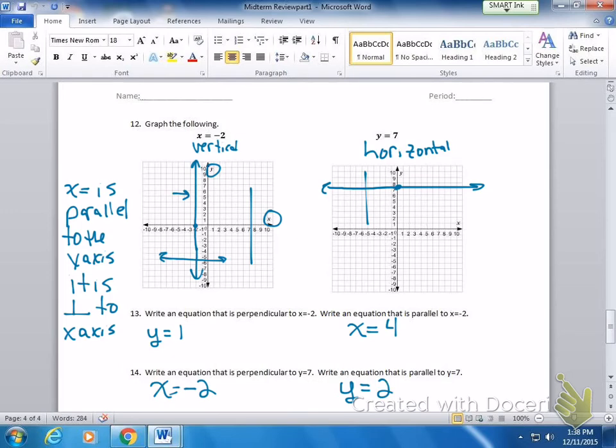Now you need to remember some stuff about y equals too. Y equals is parallel to the x-axis. It is perpendicular to the y-axis. So those are pretty important things to remember. I'm going to put little stars next to that. It might help you out a little bit. All right, let's go down to the next one.